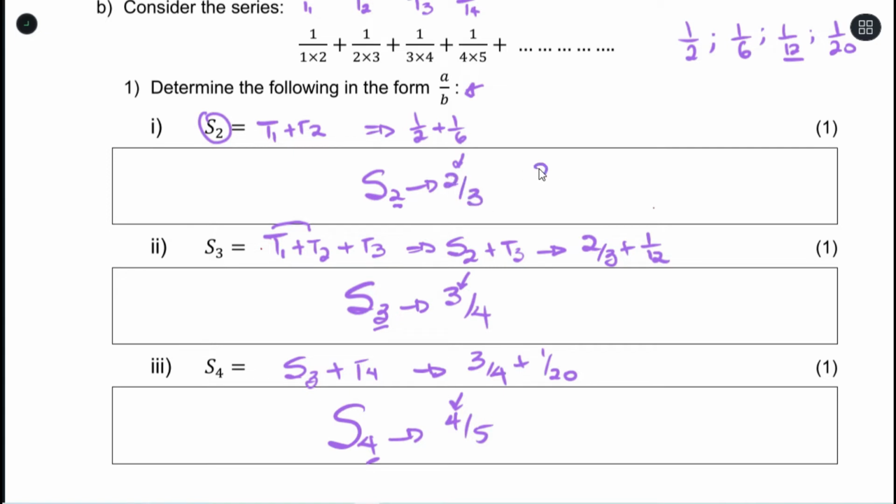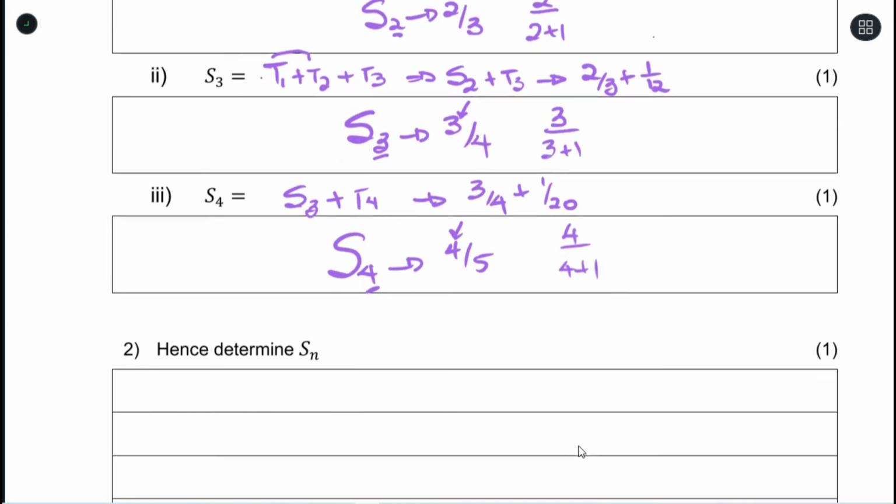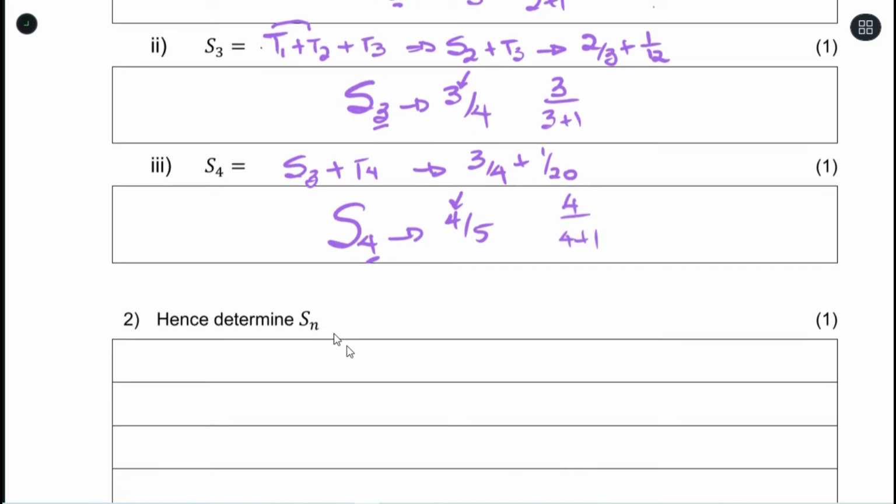So this is the same thing as saying 2 over 2 plus 1, the same thing as saying 3 over 3 plus 1, and also the same thing as saying 4 over 4 plus 1. So for this question, I could just say this is n over n plus 1, because I have n in my numerator and n plus 1 in the denominator. That's all.